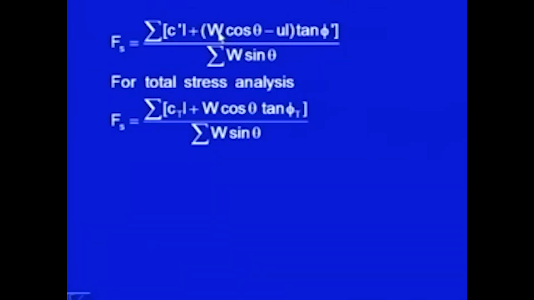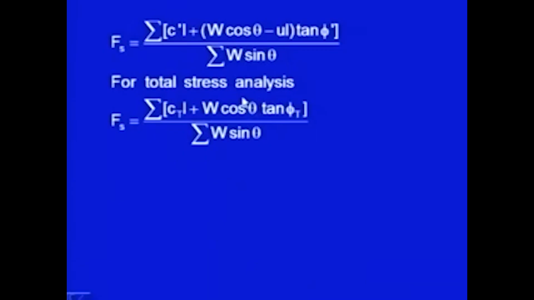So, what we have to do is, for individual slices we will be calculating W, we will be calculating theta, we will be calculating U, L, and then we will find out this numerator, and also we will find out the denominator, and then by taking this ratio we will be able to find out the factor of safety. This expression is in terms of the effective stresses.